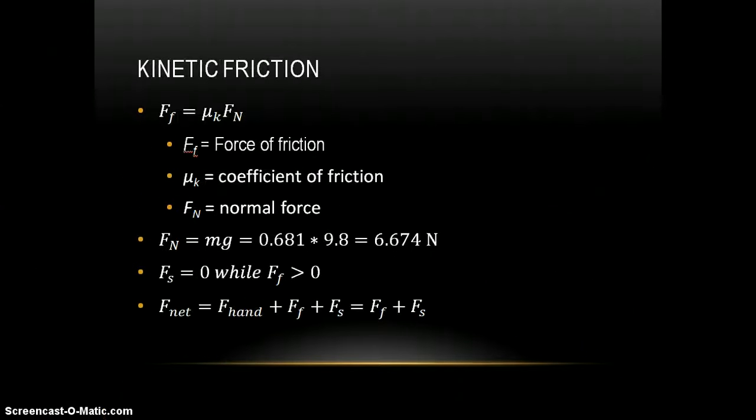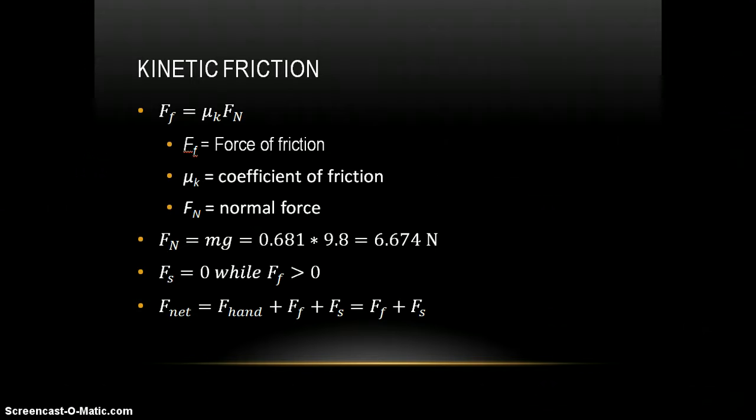First, I want to talk about kinetic friction. Your friction force is calculated by multiplying your kinetic coefficient of friction by your normal force, and the normal force is merely mass times gravity. In this case, the mass of the box is 0.681 kilograms times 9.8 meters per second squared, and you get 6.674 newtons as your normal force.